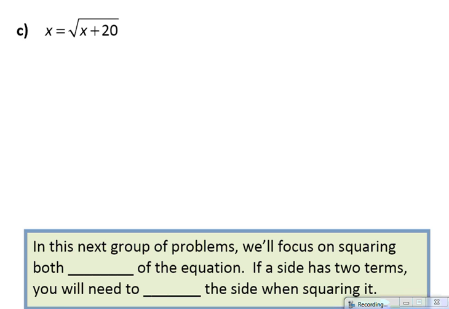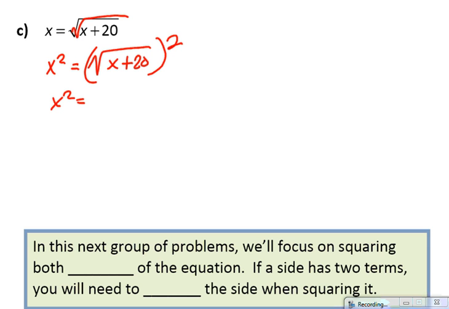Another one here, letter C, going to square both sides. The radical is isolated, so I'm going to square both sides. So that's x squared is equal to the square root of x plus 20, whole thing squared. So that gives me x squared. When I square my radical, that brings out the x plus 20. All right, so this one's a little different because it has x squared. If I have x squared, then it's a quadratic.